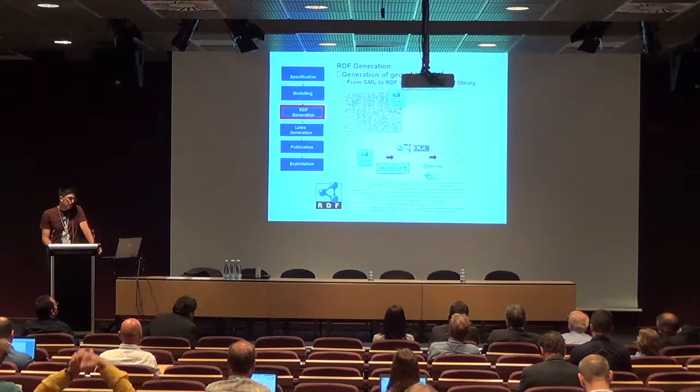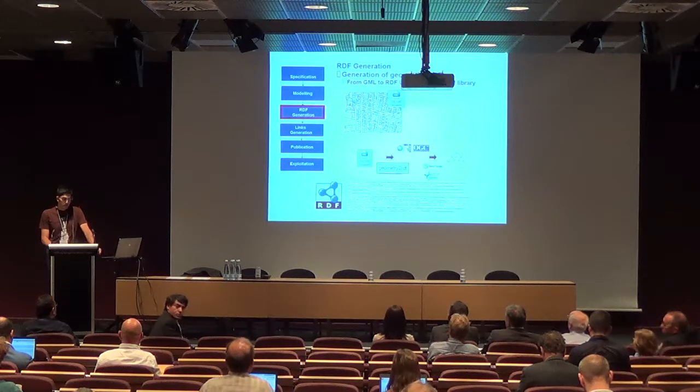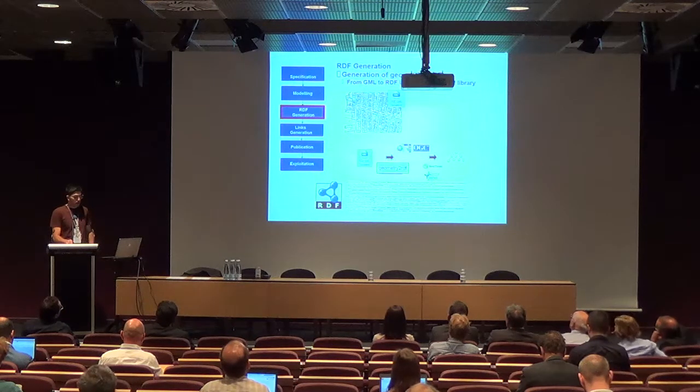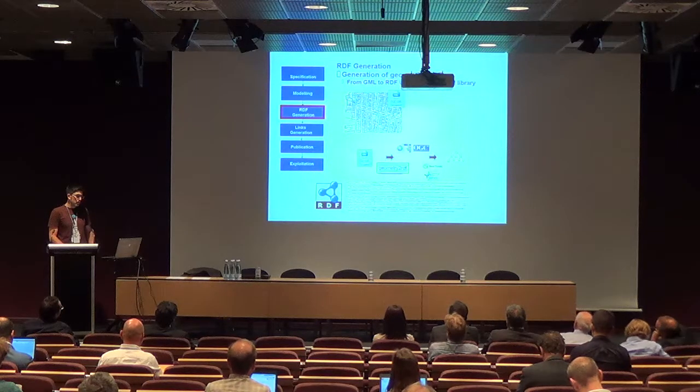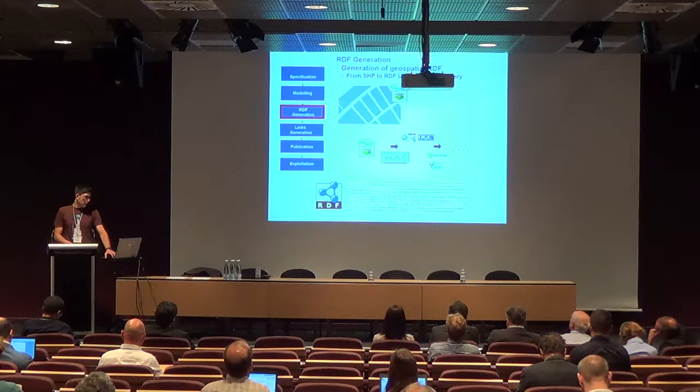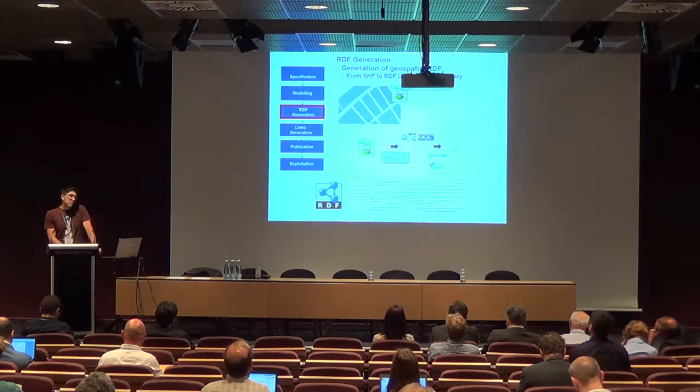The third step in the flowchart is the RDF generation, and we have generated two kinds of RDF, one from the GML and another one from the shapefile. We have used some libraries, and in this case, for example, the GML file has been transformed to RDF using the geometry2rdf library. And then for the shapefile, we have used the shape2rdf library.